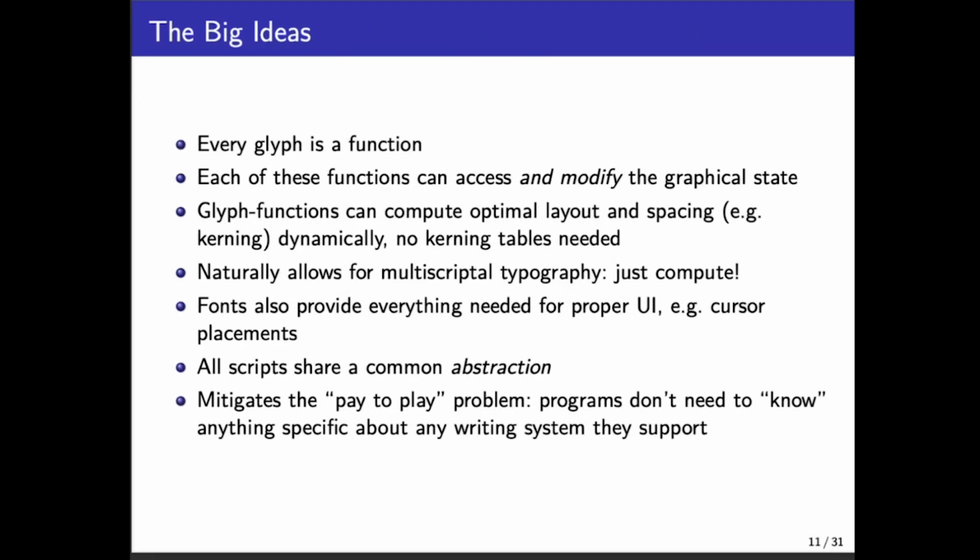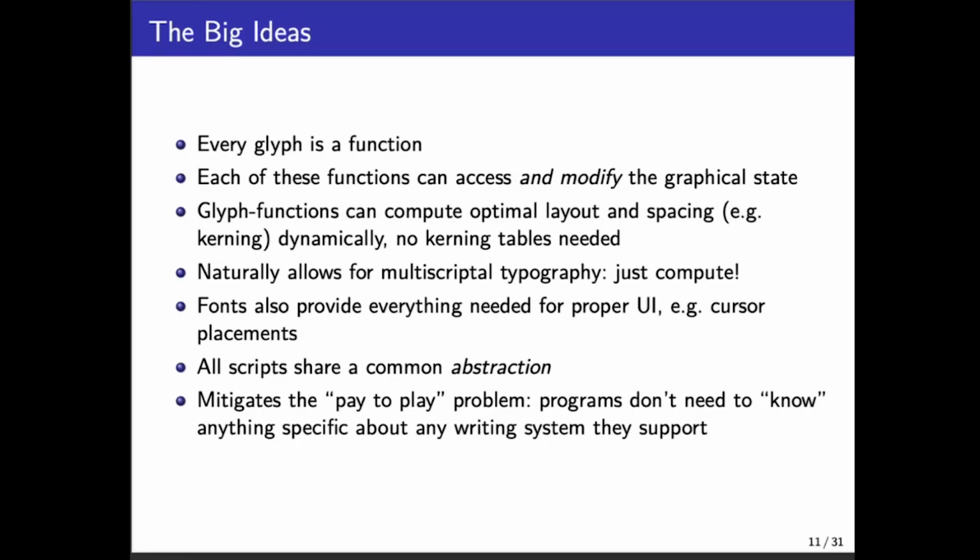So here are the big ideas. Every glyph is a function, like a mathematical function. Each of these functions can access and modify the graphical state. What I mean by that is, you have your A function, it writes an A, then the B comes after it, and the B function can look into the graphical state and the textual state. The code can see what was typeset before, and it can modify it. So we can do things like ligature substitution in this manner.